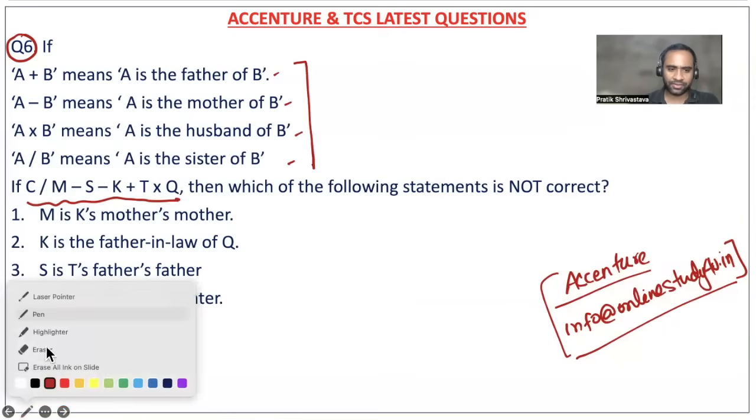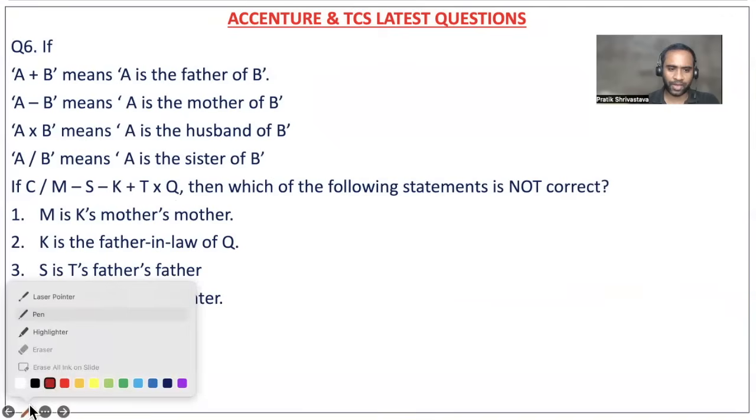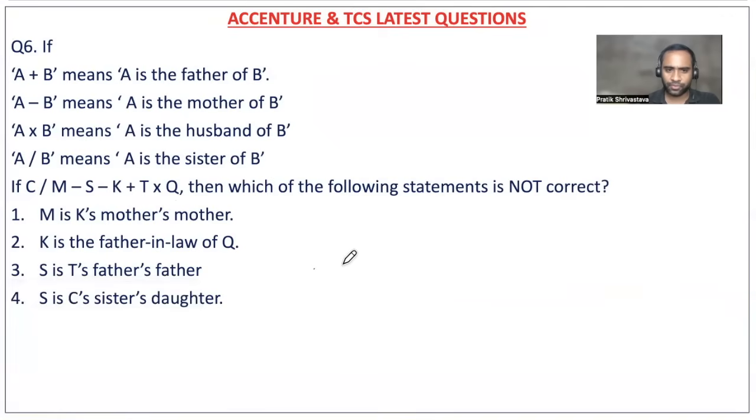So that means C is the sister of M. Fine. M minus S means M is the mother of S. Okay, fine. S minus K, so obviously S will be the mother of K. And then K plus T means K is the father of T.